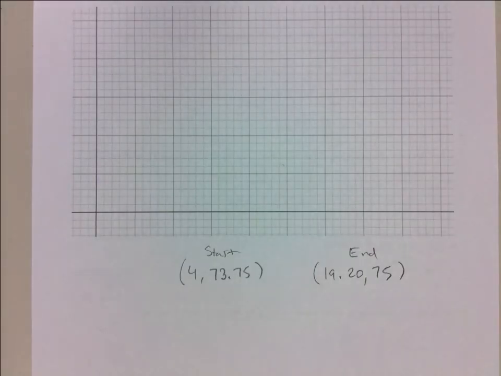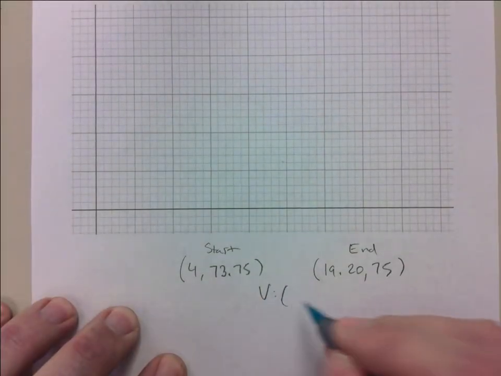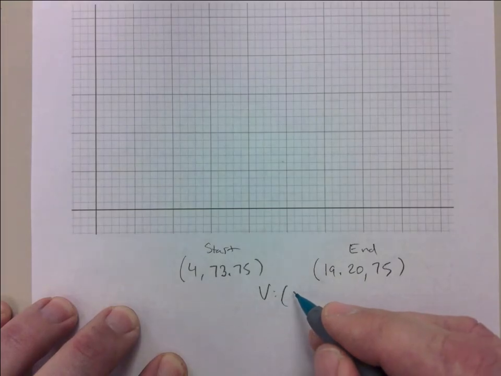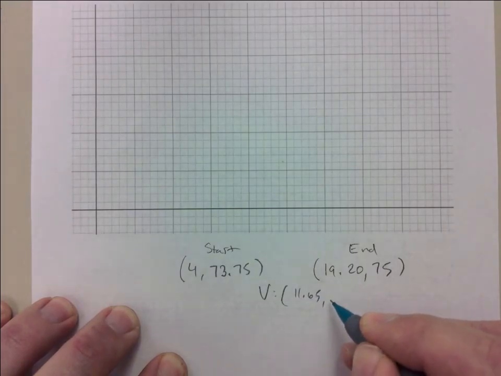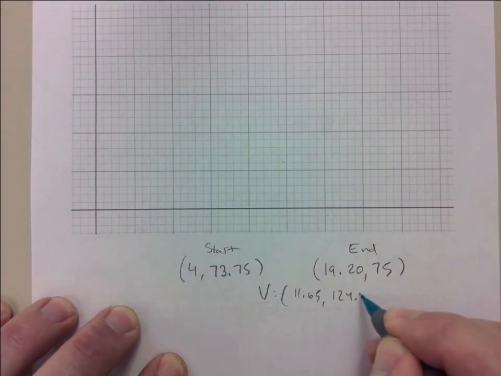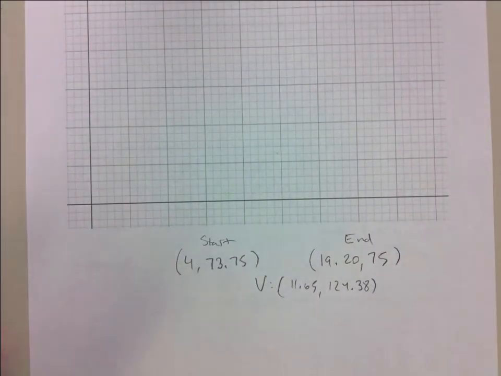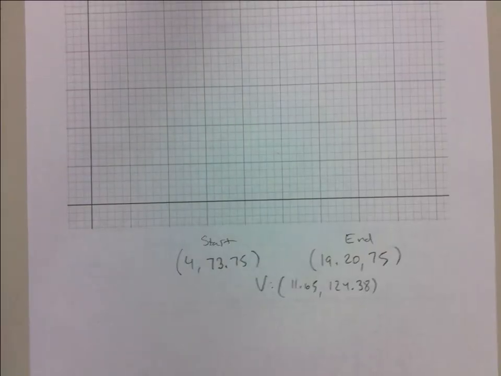Let me ask you, what else should you include on top of these 2 points? What else do you think would be critical to include? The vertex, yeah, the turning point. Okay, so let's do the vertex. We also know that one. What was the vertex again? 11.65, 124.38. Those 3 points, in my opinion, are good enough.